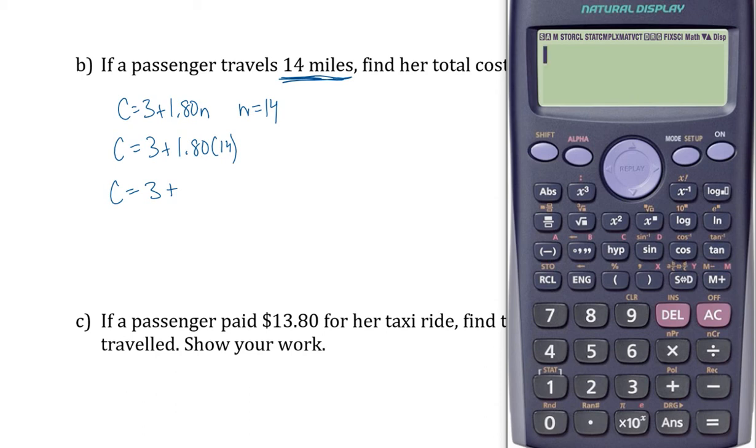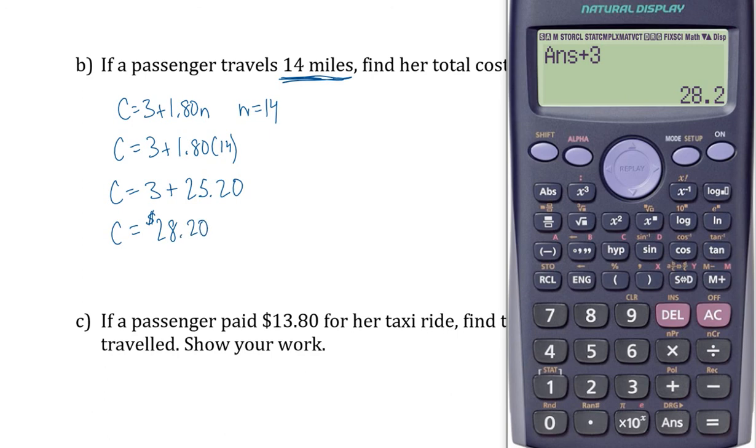So 1.80 times 14, and I want that as a decimal, so I'm going to change it to a decimal, 25.2. 25.20. You don't need the zero in that case, but you know, it's money, so you might think of it as $25.20. And then add those together, and I can just do plus 3. You might be able to do that in your head. This calculator on the computer always gives me fractions, which is annoying.